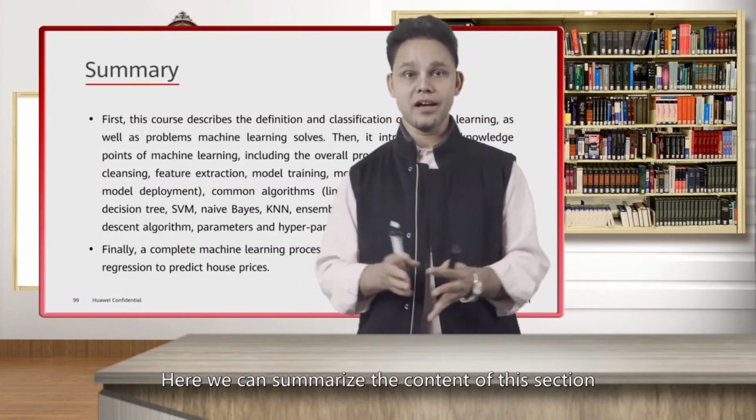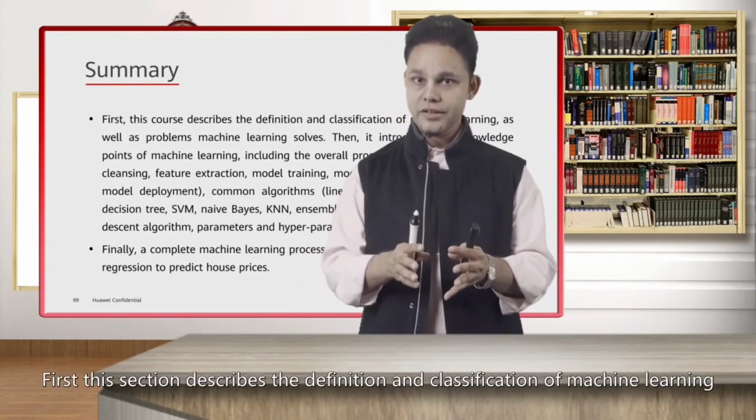Here, we can summarize the content of this section. First, this section describes the definition and classification of machine learning, as well as problems machine learning solves. Then it introduces key knowledge points of machine learning, including the overall procedure, such as data collection, data cleansing, feature extraction, model training and evaluation, and model deployment at the last.